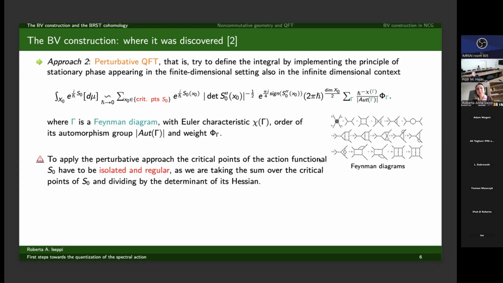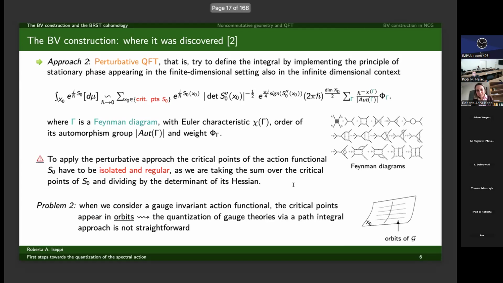So in order to be able to implement this perturbative approach, we need to approximate our integral with a sum that is taken over an isolated set of critical points, and regular, because you see we are taking 1 over the square root of the determinant of the Hessian, so we need some regularity for these critical points. And that's actually not what happens if we consider gauge theories. As I was telling you earlier, the idea of a gauge theory is that from a physical perspective, anywhere I am on the same orbit of my group is equivalent from a physical point of view. So this implies that if I do have a critical point, then I have actually a full orbit of critical points. So that's clearly not isolated and nor regular.